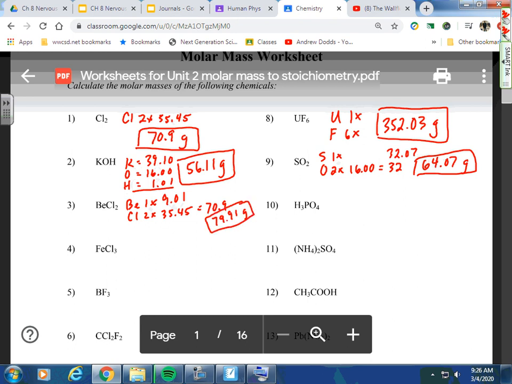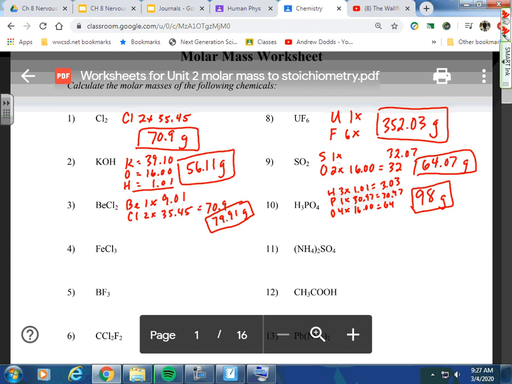All right, H3PO4. So there's a capital H 3 times, P just 1 time, and O 4 times. So H is 1.01, so that's a total of 3.03 for that. P for phosphorus is 30.97. And O is 16, so that's a total of 64. So I'm going to take 3.03 plus 30.97 plus 64, and I get 98. So 1 mole of H3PO4 would be 98 grams.